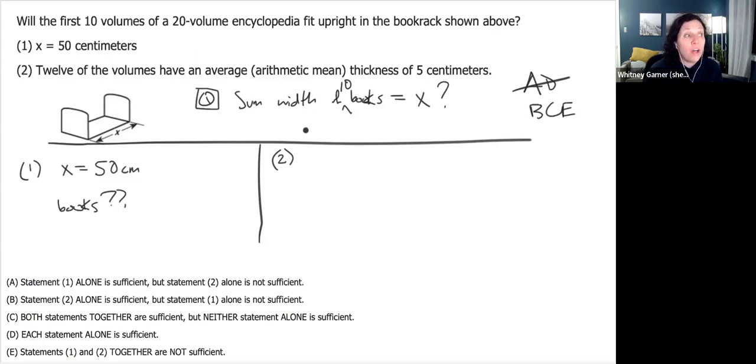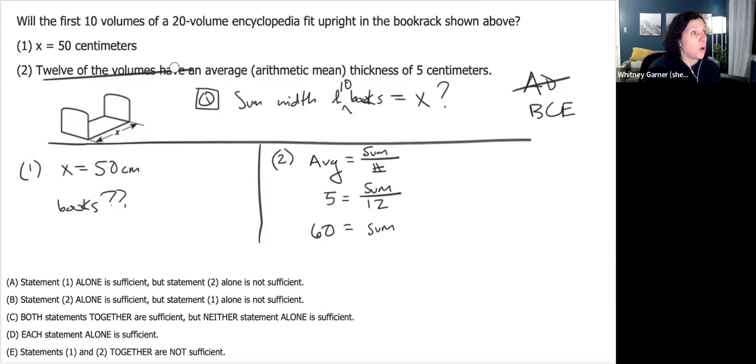This says that 12 of the volumes have an average thickness of 5 centimeters. I think what they're trying to make me think is that my average formula is equal to the sum divided by the number of terms. So 5 would be equal to the sum of 12 books divided by 12, so 12 books would be 60. But also, if all 20 books are the same, then 10 books at that average of 5 centimeters would be 50 centimeters.